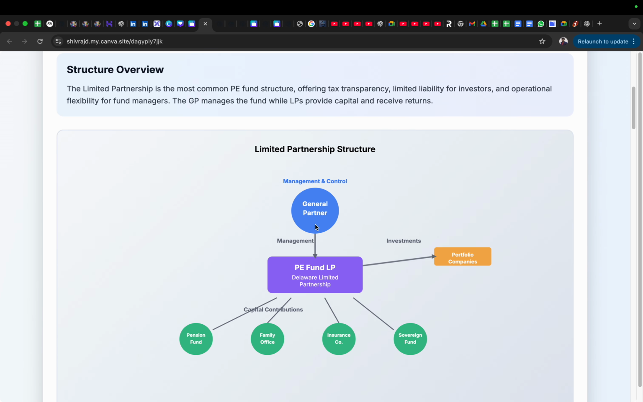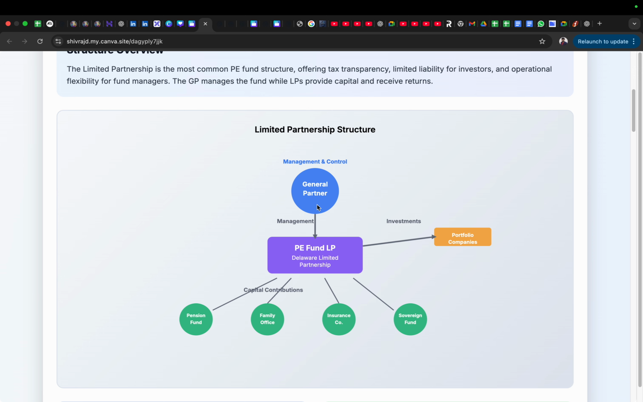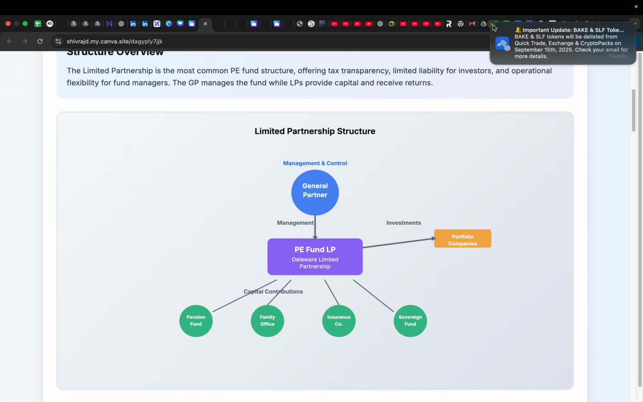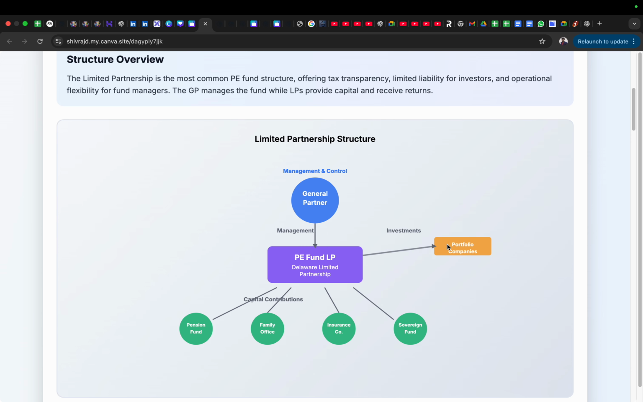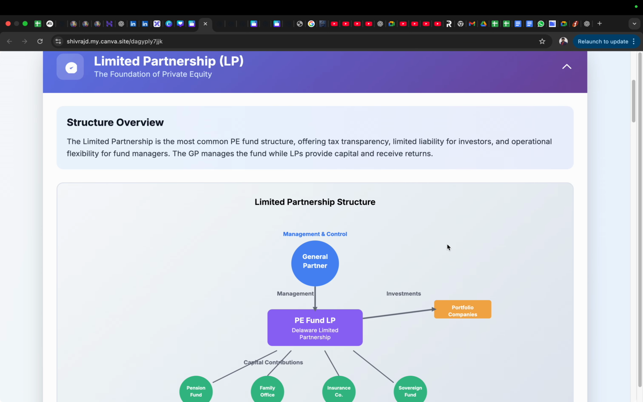How does the structure look? Look at this. The general partner controls and manages the funds. GP and LP come together and establish the limited partnership. The partnership would be registered maybe in the US or UK, depending. And the investors would be pension funds, family offices, insurance companies, sovereign funds. They all come together, and GP and LP invest money in portfolio companies, which could be startups or private limited companies. So this is how the GP and LP structure looks.